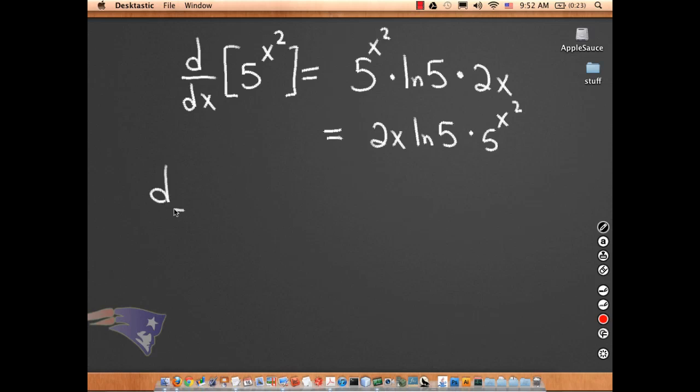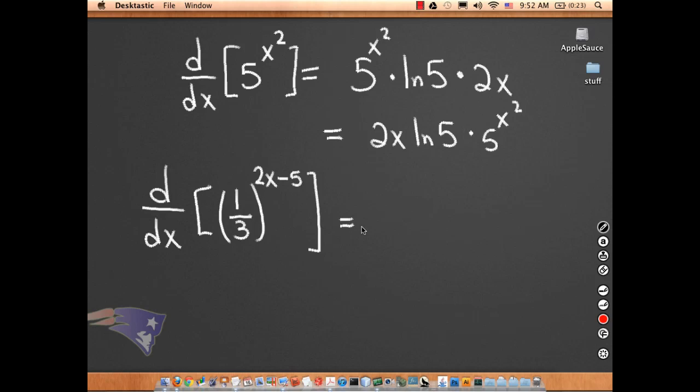What is the derivative of 1/3 to the 2x minus 5? I'll give you a minute. Go ahead and see if you can do that one. The derivative of 1/3 to the 2x minus 5.